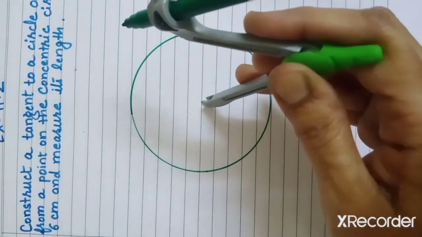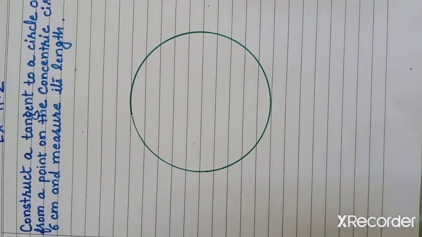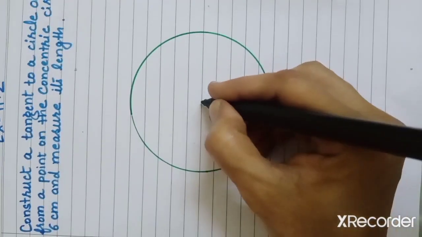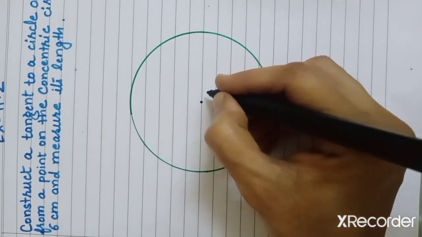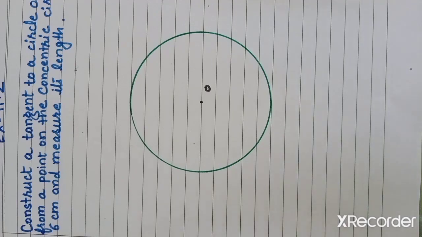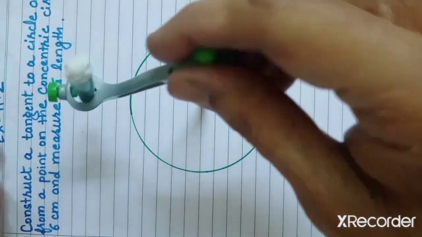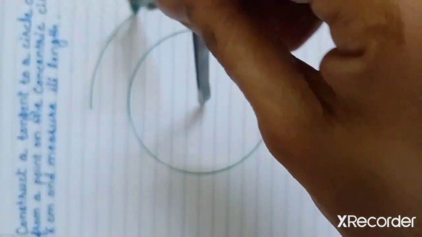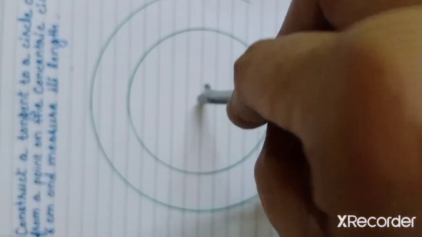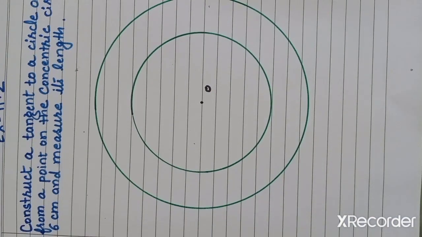Let me mark this center here. With the same center you draw. This is the center. Let the center be O. Now with the same center and radius 6 cm, draw another circle. So you will get two concentric circles here. Right? Same center, different radii.